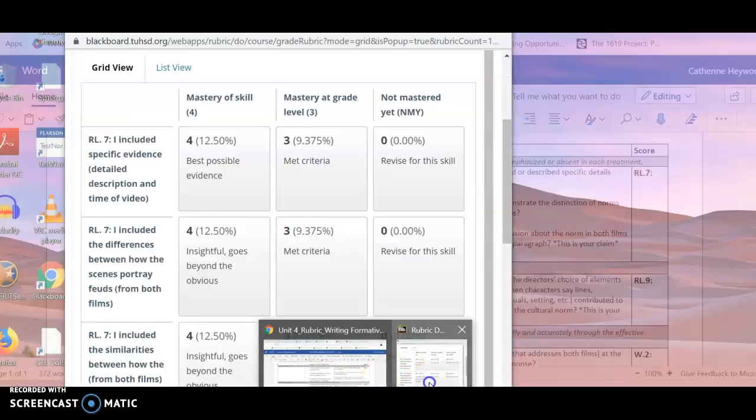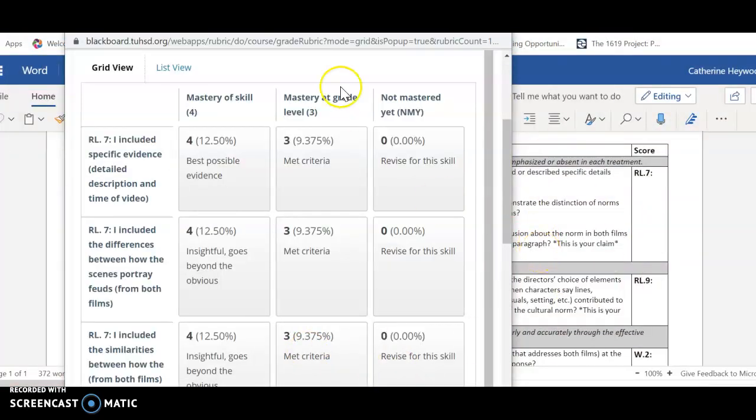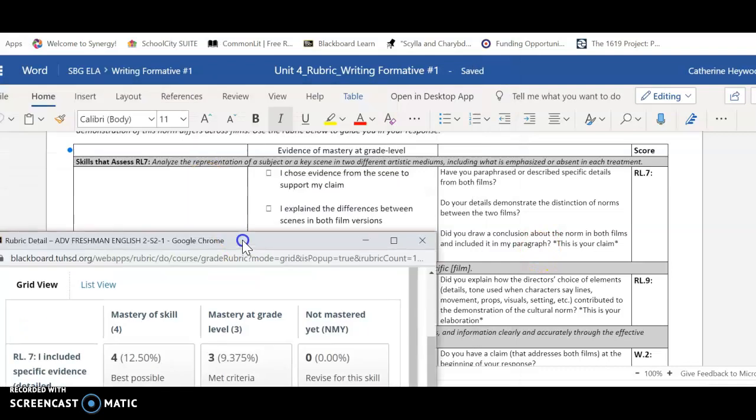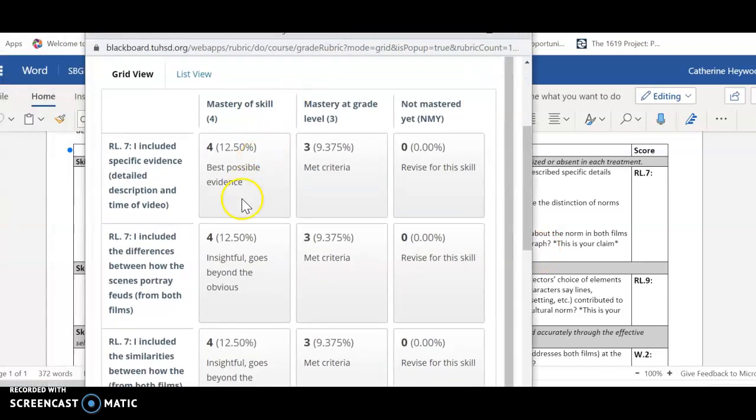So you can see that this rubric lines up exactly with this rubric. So on yours, there will be a box that's blue, and that will indicate your score. So if for example, for this one, you included specific evidence and you met the criteria, this will be blue. So if you earned a 3 or 4 on a skill, that means you don't need to do anything else with it. You're done. You already showed mastery.